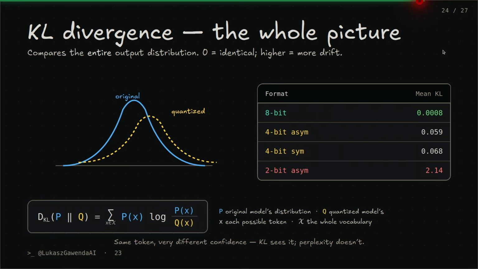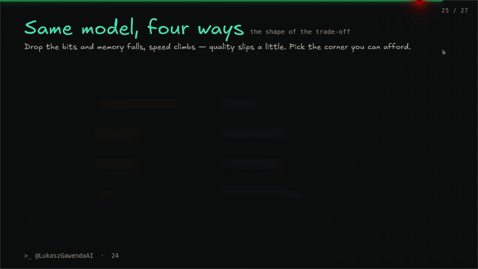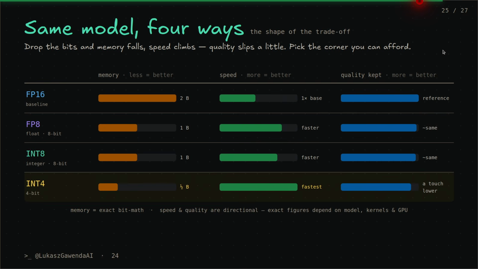So as we see, it allows us to have a better overview of how the model performs. It's a bit hard because we don't have a maximum value, so we only understand that the higher it is, the worse it is. But it's a way to look closer than the perplexity. Now it brings us to the lineup. We have the same model and 4 different ways to use it: FP16, FP8, INT8, and INT4. And for each of them, we have memory, speed, and quality.